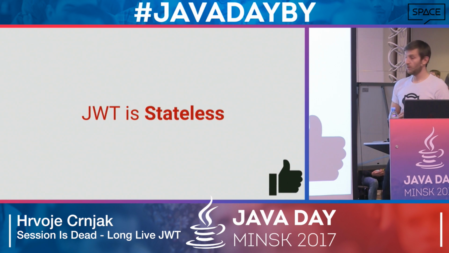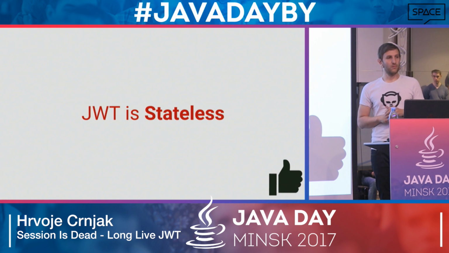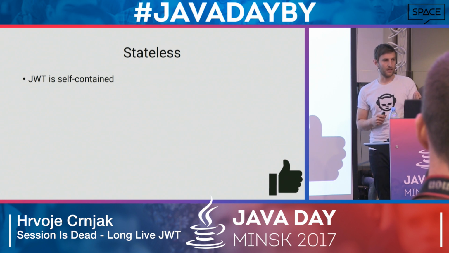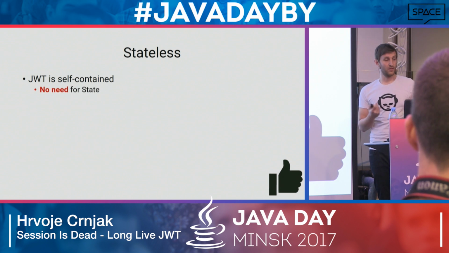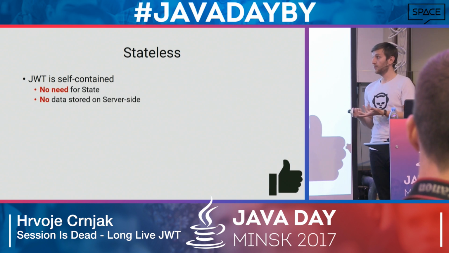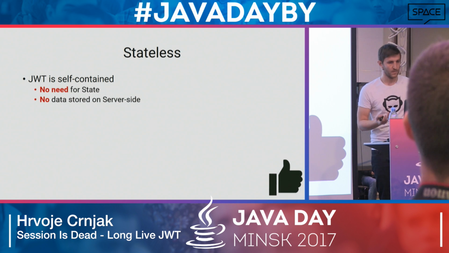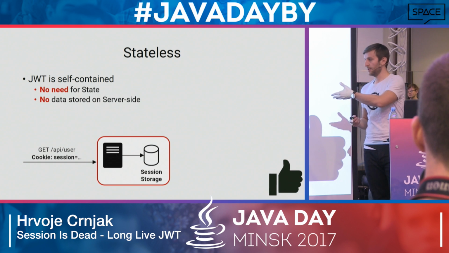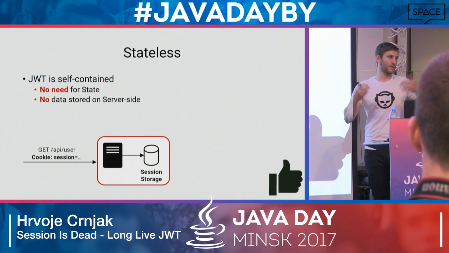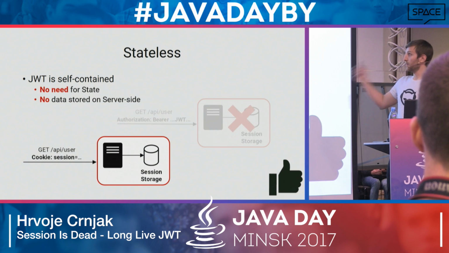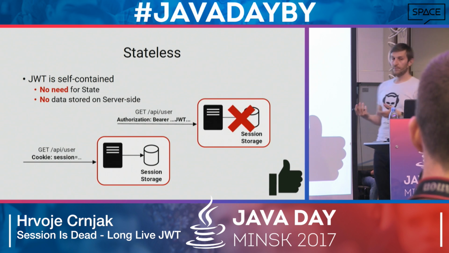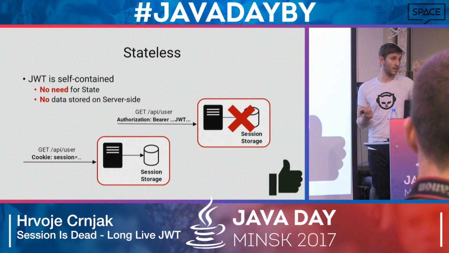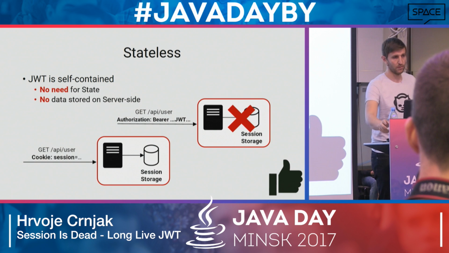Okay, so on to the next advantage, and that is that JWTs are stateless. Now, this advantage comes directly from the fact that JWT is self-contained. And because it's self-contained, there's no need for state, so there's no data stored on the server side. While with sessions we have something like this, we would have our server and then we would have our session storage, either in memory or persistent. With tokens, we don't have that. Why? Well, because all the relevant user information is inside the incoming token. So there's no need for state.